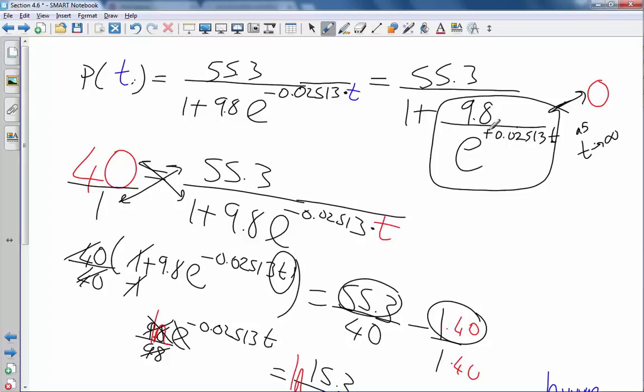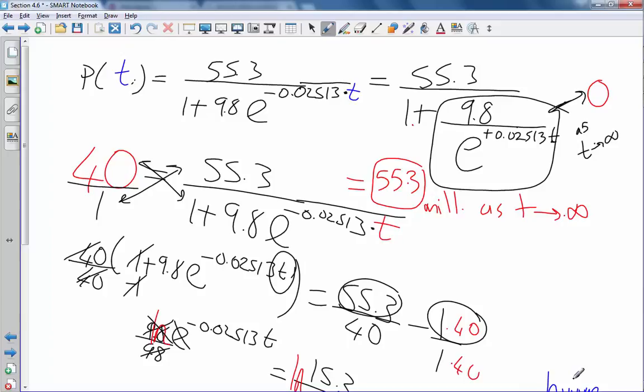Well, what is 1 plus 0? 1. What is 55.3 over 1? It's 55.3. So Canada, with this model, population is going to stabilize at 55.3. It will never pass that as years go to infinity. Okay, with this model. Of course, it's a human-made model, so this is only an estimate.